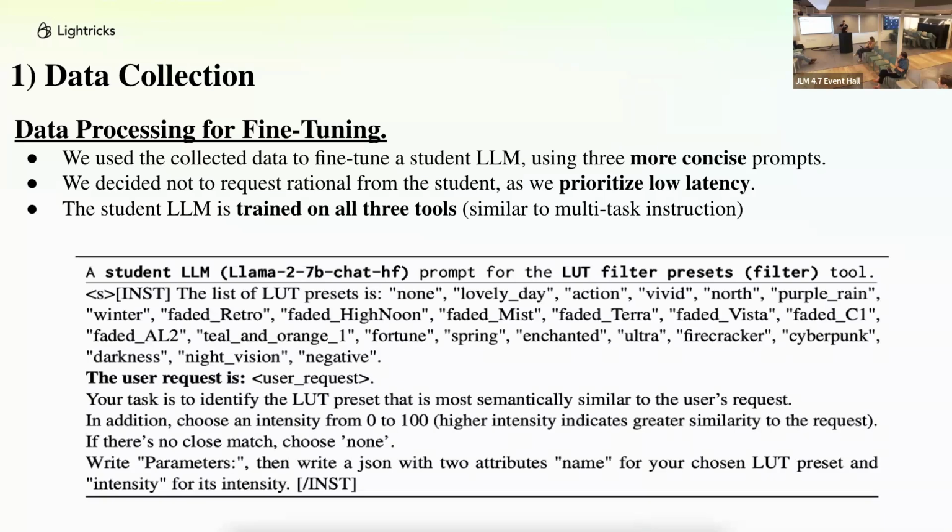And okay, this is just the prompt for the filter tool for fine-tuning. You can see it's much shorter. This is for Llama 2. We start with the inst format and then a list of the LUT presets. And then the user request is injected. And a very short description of the parameters of the JSON, the intensity. And then I ask it to just write the parameters with the name and intensity attributes. So this is a much shorter prompt.